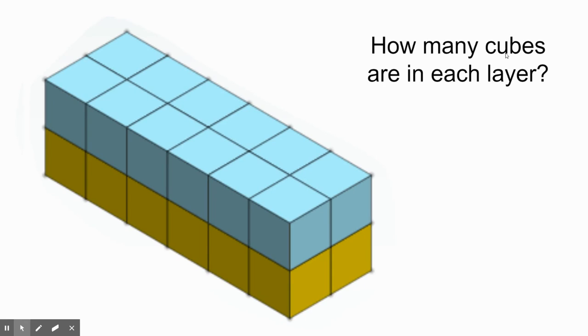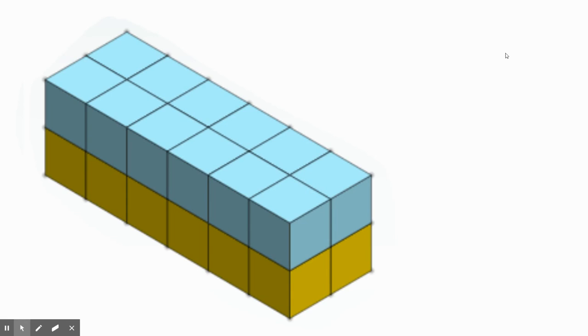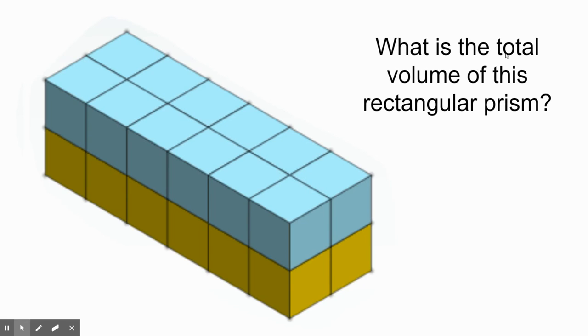How many cubes are there in each layer? And there are 12 cubes in each layer. And so if there are 12 cubes in each layer, what is the total volume of this prism? And the total volume of this prism is 24 cubic units. And you could have found that out 2 different ways. You could have added 12 plus 12, or you could have done 12 times 2. Let's try some more prisms.